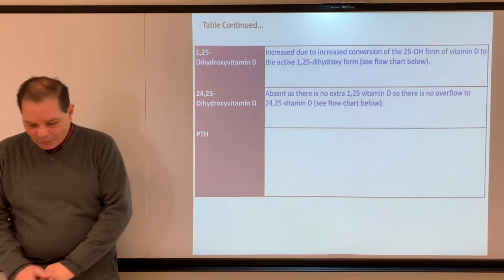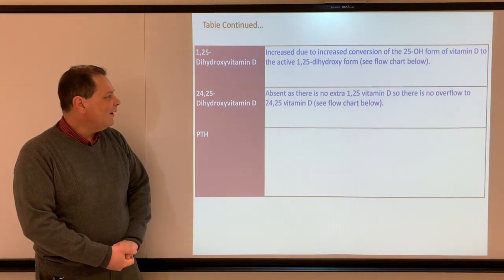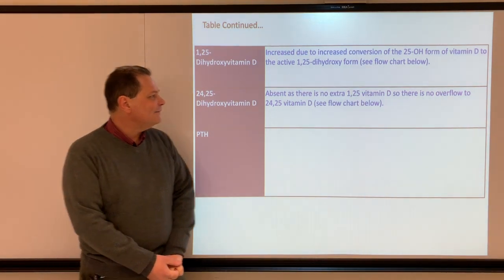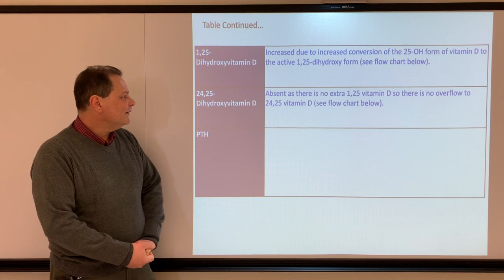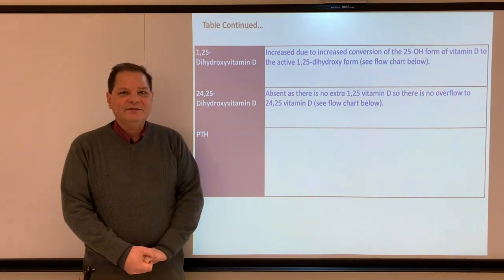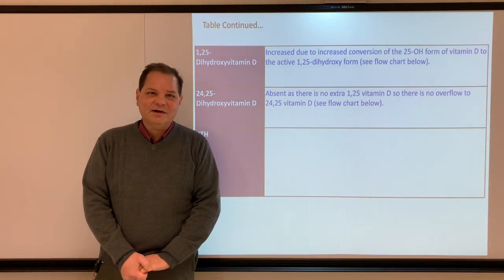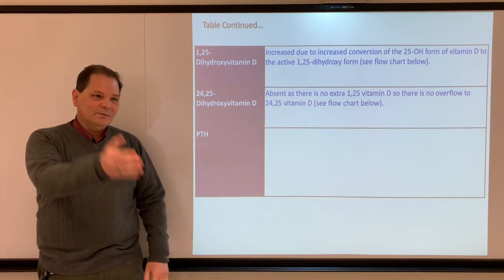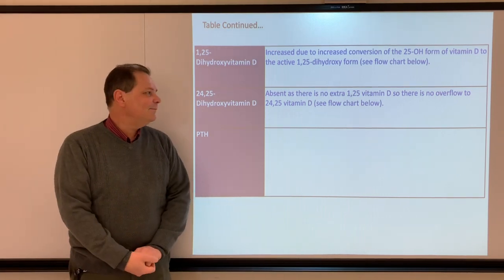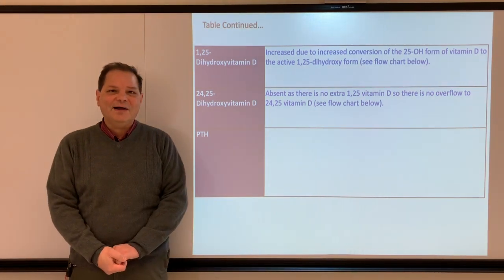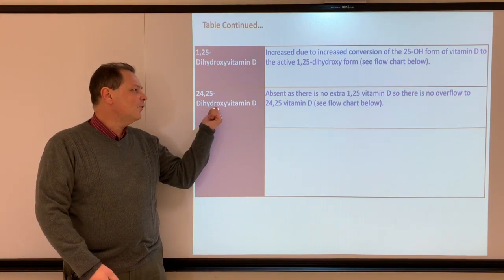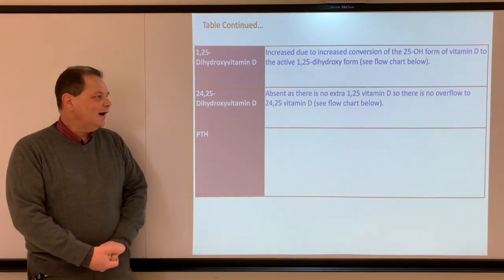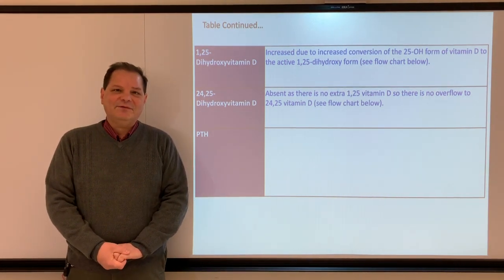24,25 is sort of your waste form of vitamin D, and it really, if anything, decreases because you're converting more of that 25-hydroxy to 1,25, okay? And so because you're diverting more into the 1,25 form, you might get less in the 24,25 form. This is sort of a form of vitamin D that's inactive. It allows excretion in the urine. It's sort of a way to bypass that 1,25 form.